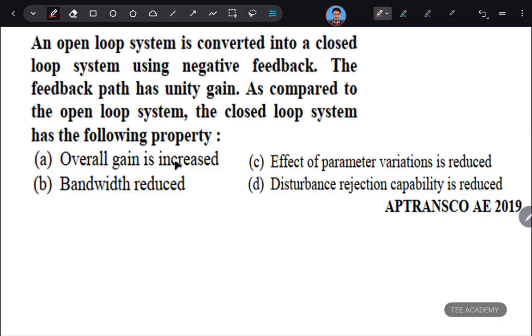So generally, just now you have seen the formula here. That is g of s divided by, the transfer function I can say is equal to 1 plus or minus g of s into h of s. With the negative feedback, the overall gain of the transfer function is going to decrease, so this is not the correct option. Next one, bandwidth.